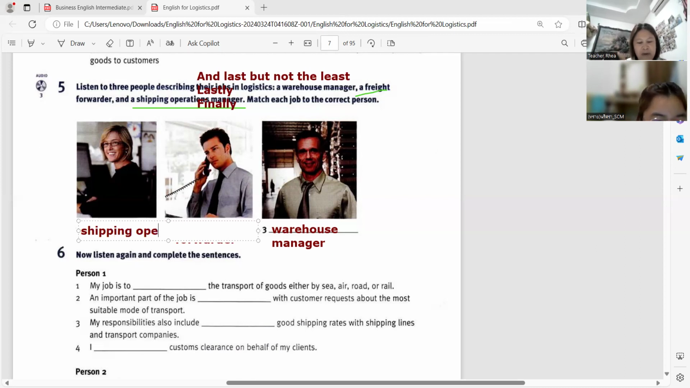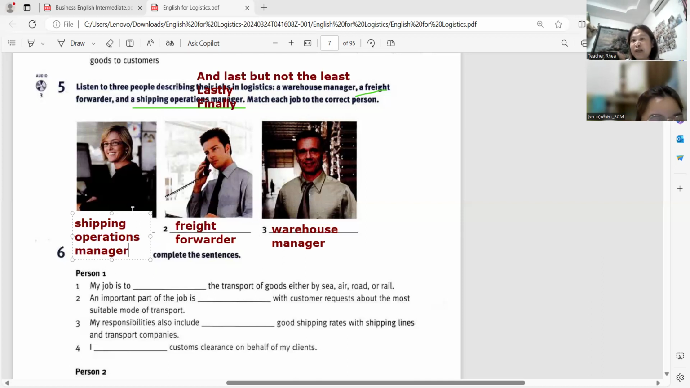Shipping operations manager. So for number one, you think this is a shipping operations manager because that is what you do, right? Let us check the answers in number one and number two. Number two is the shipping operations manager. Number one is the freight forwarder.